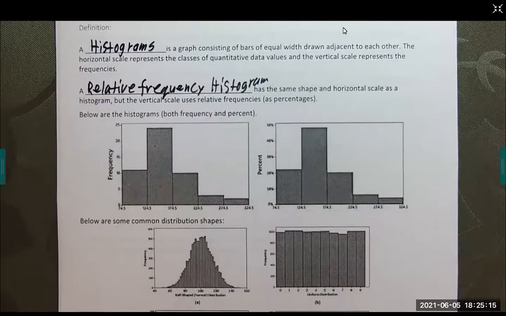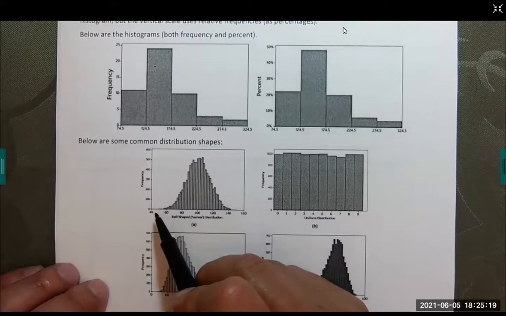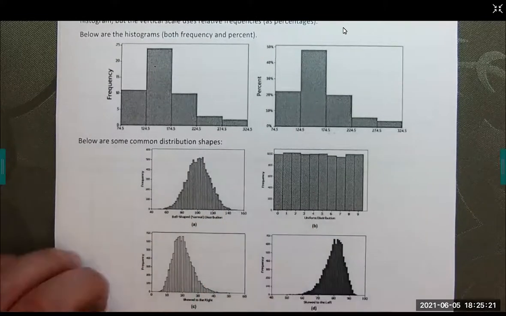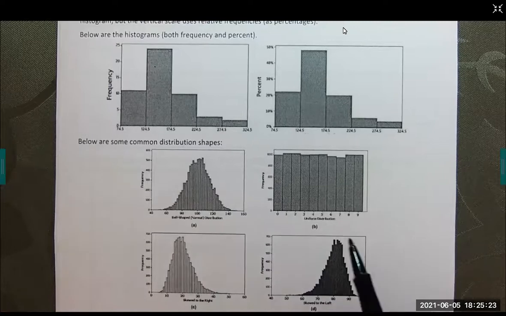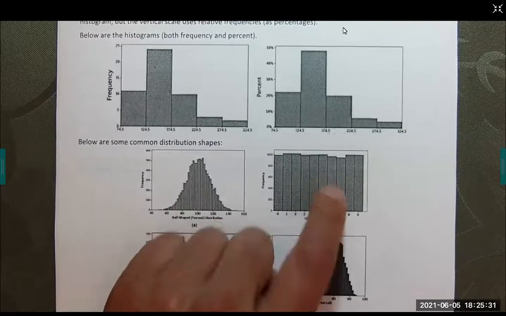And I have a few more here. So here is our normal curve. We talked a little bit about that at the end of the last video. This is called a uniform distribution. These are quite boring. Not a lot of fun information to get out of those. And we'll talk more about those later.